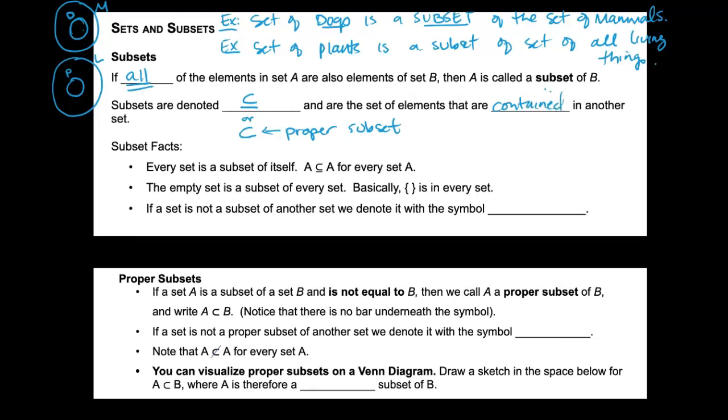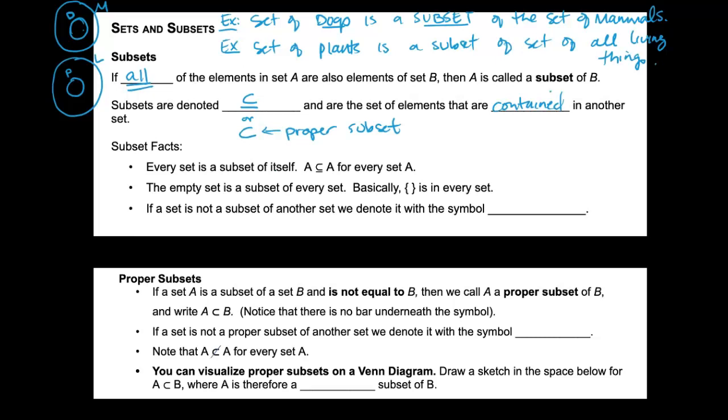So a couple of facts. Every subset is a subset of itself. So for example, the set of dogs is a subset of the set of dogs because all of the dogs that are in the set of dogs are also going to be in the set of dogs. So I know it seems kind of silly to have to even say this, but it's just a good thing to note. The empty set is a subset of every set.